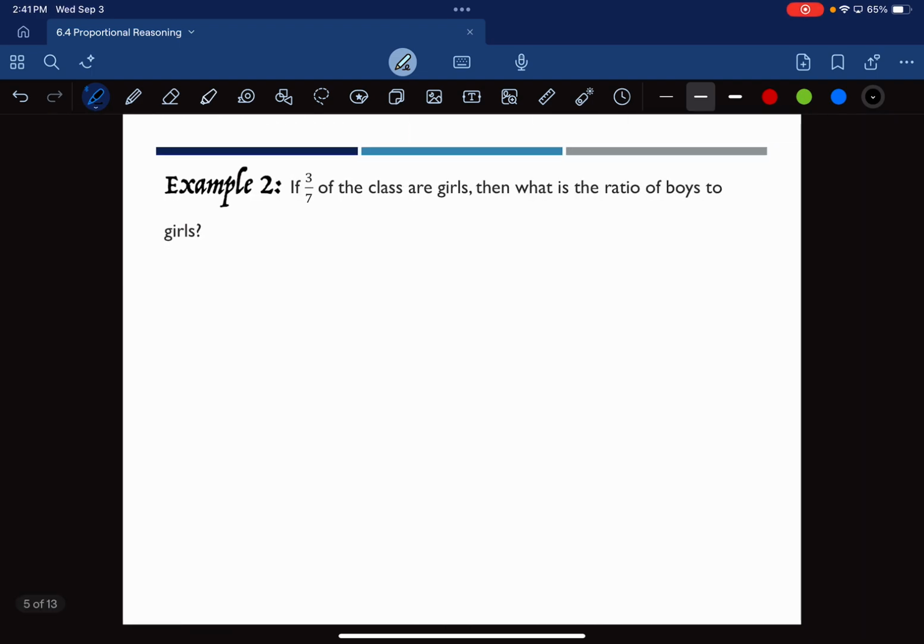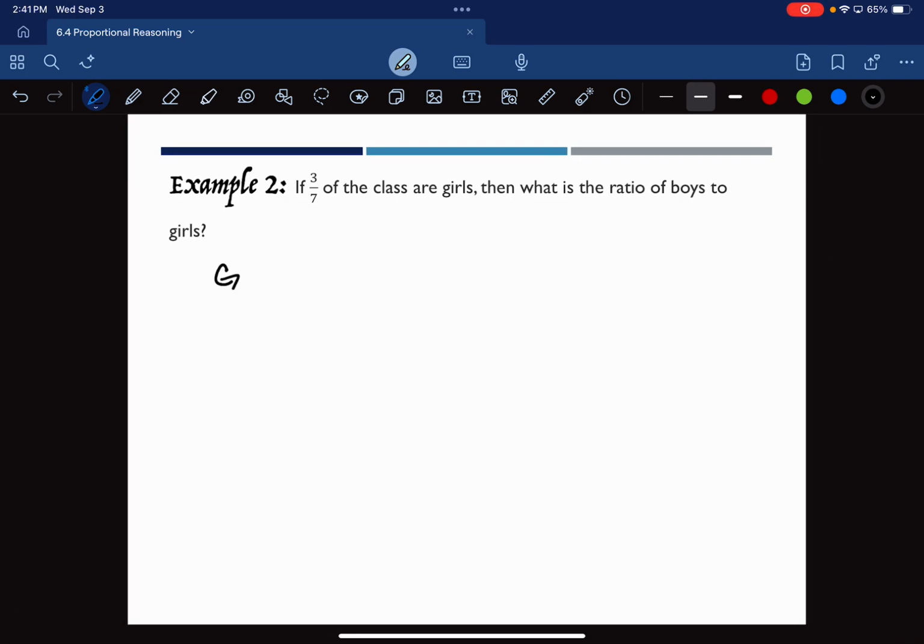So we can start with information about the whole class. So if I have 3/7 of the class that are girls, what is the ratio of boys to girls? Well, this one says girls, again, to the whole class. So this is 3 to 7. So again, this is talking about grouping. It can be a reduced fraction, that's fine. But for every 3 girls, there's a group of 7 students.